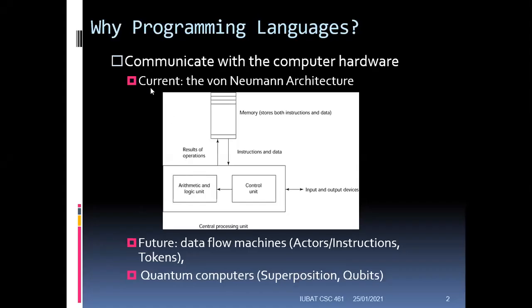Good morning, everyone. So this is the first chapter of PLS, Programming Language Structure. In the first chapter, we will talk about different types of design and evaluation criteria of a programming language.